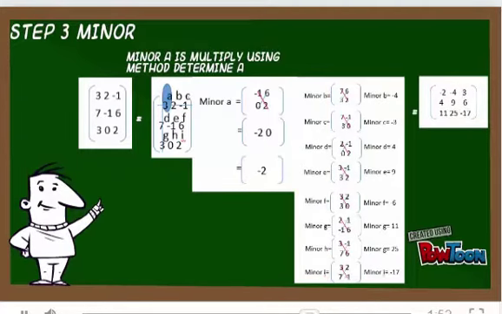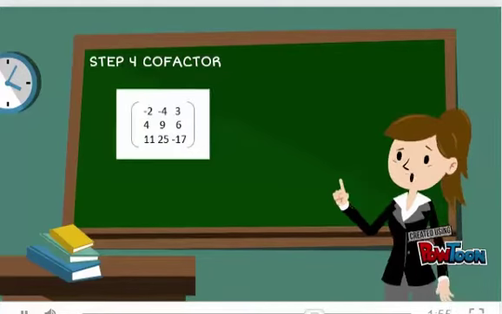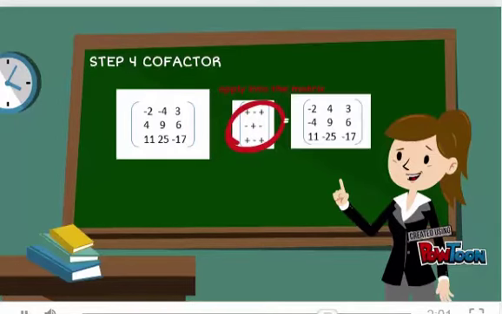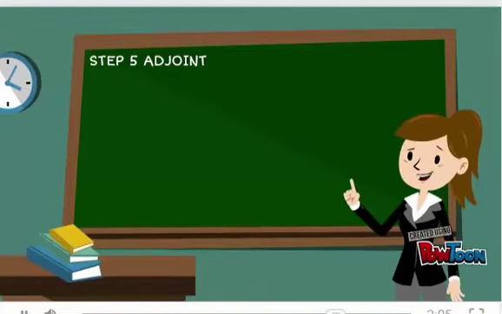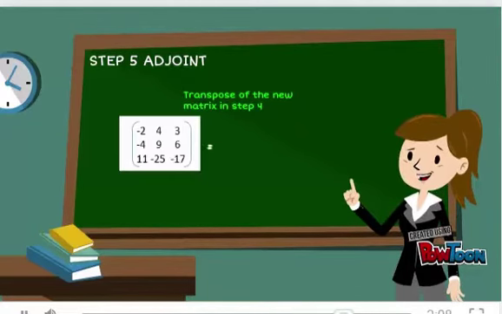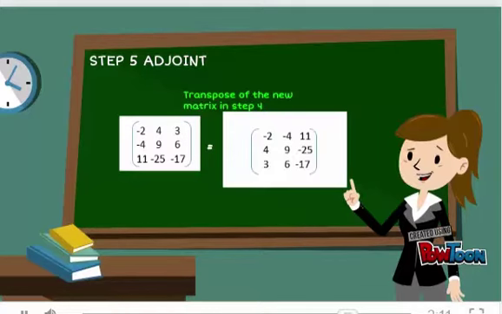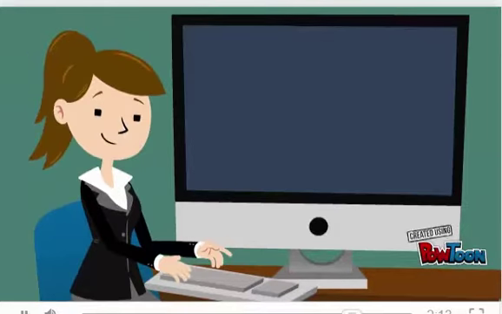The fourth step is cofactor. For cofactor, each of the elements in the minor matrix is multiplied with the cofactor sign to get a new result. Fifth step, adjoint. Adjoint is the transpose of the cofactor. The inverse matrix is 1 over determinant A times the adjoint.